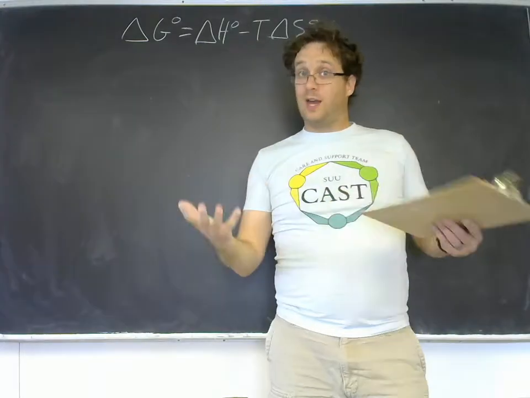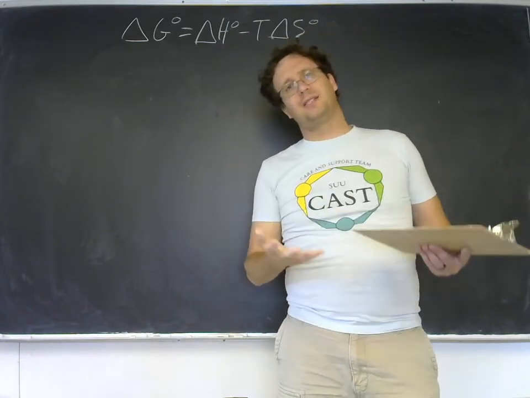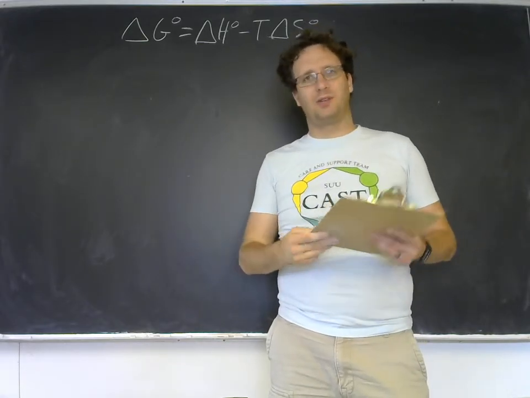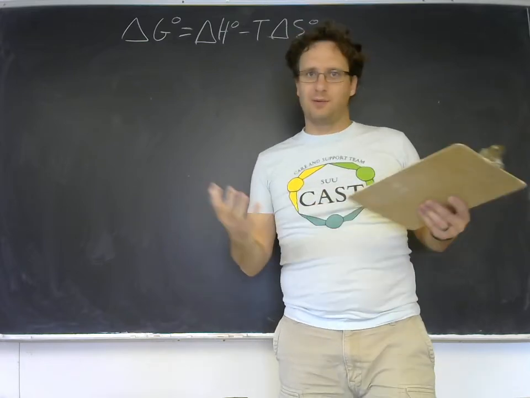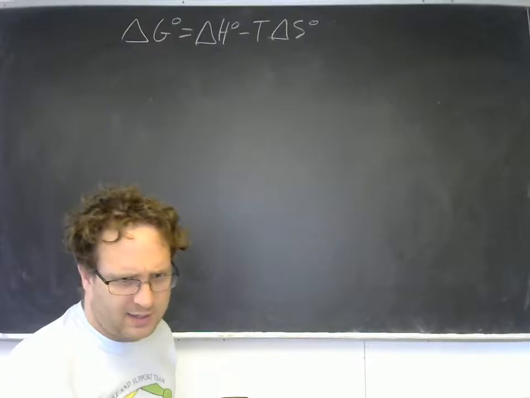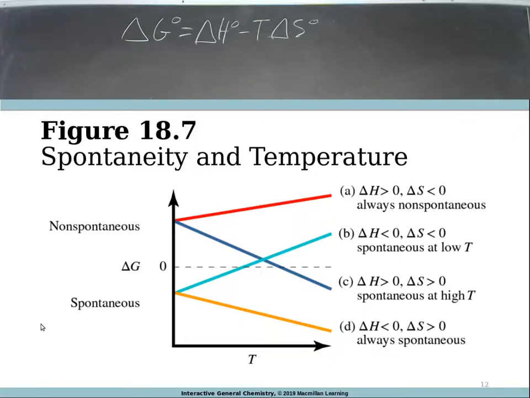And we looked at an example in the last section of a reaction which was spontaneous at low temperatures but non-spontaneous at higher temperatures, and so you can start to get a feel for how there's some interesting patterns that might be emerging from this equation here. So if we look at figure 18.7, here we have four curves that are describing four different types of reactions.